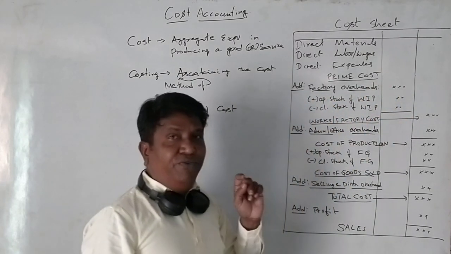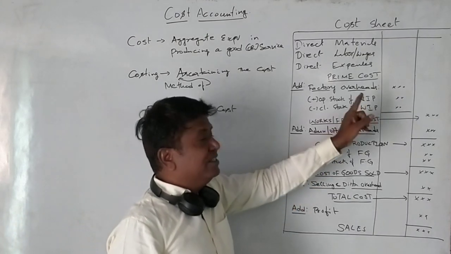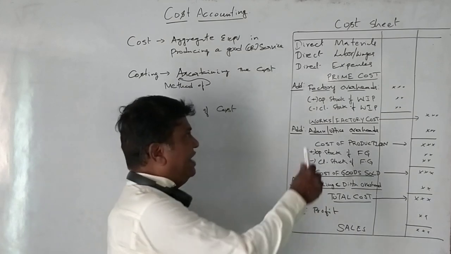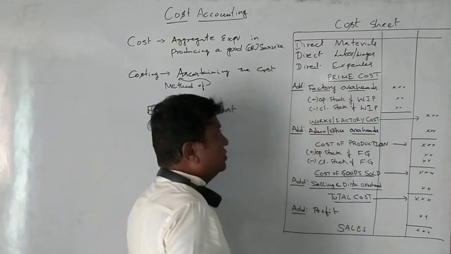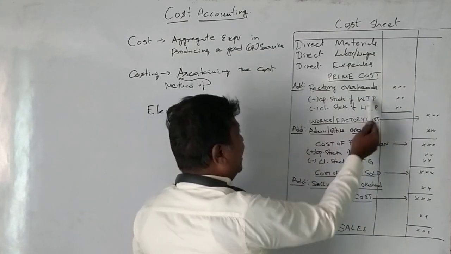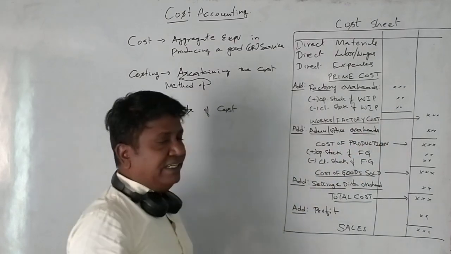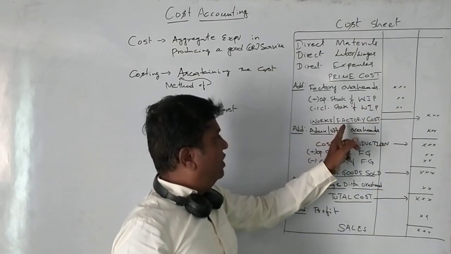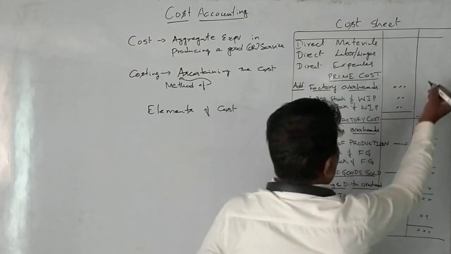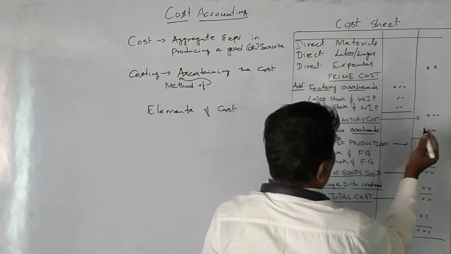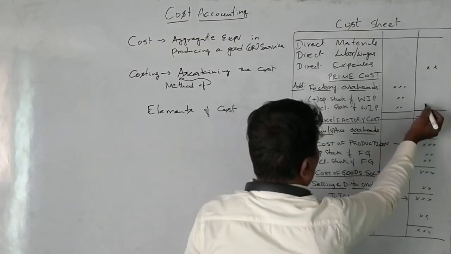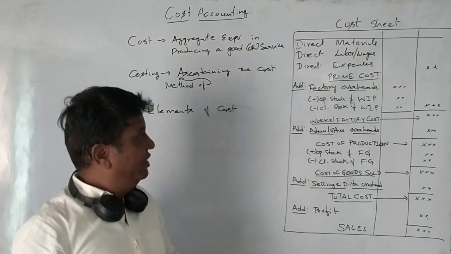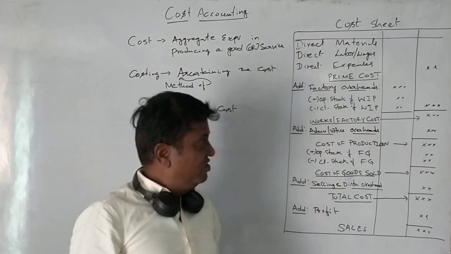Once you add, if you have any work in progress, what is this WIP? WIP is nothing but work in progress. We add opening stock of work in progress to the factory overhead, and from that we deduct closing stock of work in progress. So, thereby if you plus or minus with the factory overhead, whatever the cost you get along with this prime cost, we call it as works cost or factory cost. Works cost or factory cost.